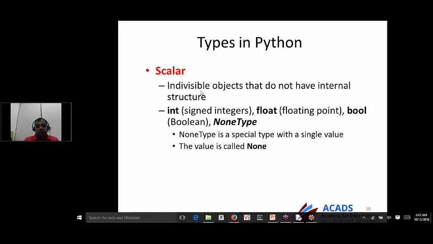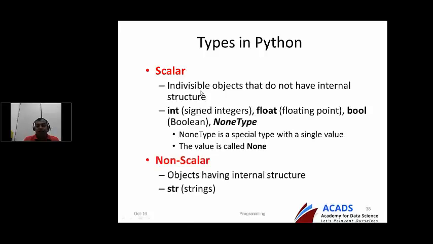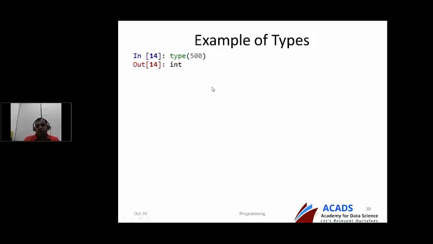In contrast, there are non-scalar types. An example is string. These objects have certain internal structure. For example, within a string, you can think about having separate characters or slices or parts of strings. With non-scalar types, we can do certain kinds of operations. We will see details of these operations very soon.